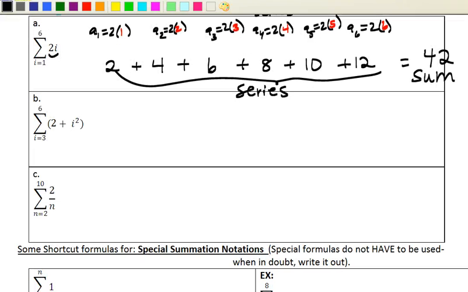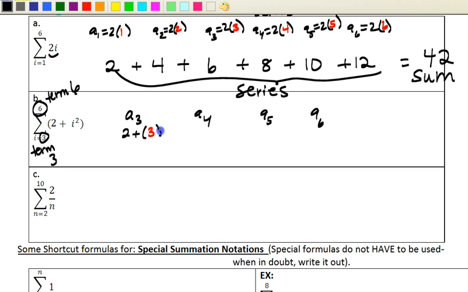Alright, the new thing I need to show you is this one is not starting at term 1. So we need to be careful here. This one starts at term 3, and then it ends at term 6. So for this one, I'm just finding term 3, term 4, term 5, term 6. I don't have to find terms 1 and 2. And notice my formula, 2 plus i squared. So to figure this out, 2 plus my variable squared.